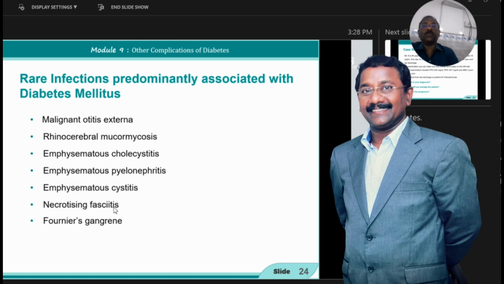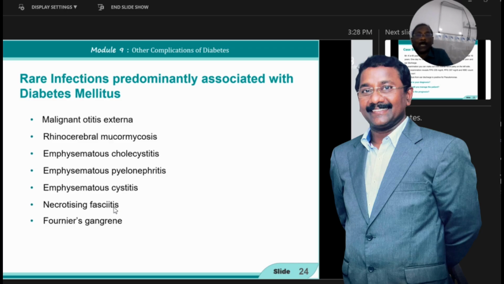Now the rare infections predominantly associated with diabetes mellitus. They are very specific for diabetic individuals. So malignant otitis externa; this is not a malignant condition. Rhinocerebral mucormycosis, very common, especially in the COVID era. We have seen patients lose one eye. Enucleation of the eye is very common with rhinocerebral mucormycosis.